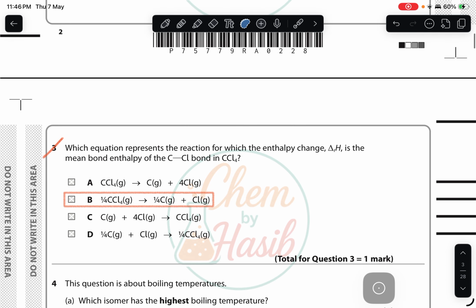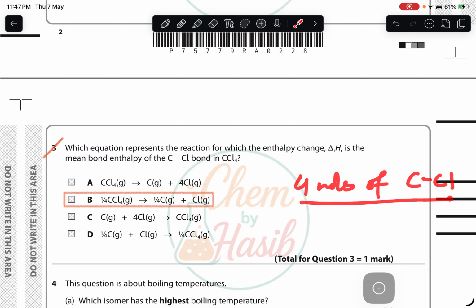It says, which equation represents the reaction for which the enthalpy change of reaction, del RH, is the mean bond enthalpy of the C-Cl bond in CCl4. Which del H represents the mean bond enthalpy of the C-Cl? It would be option B, because in option B, 4 moles of C-Cl bonds were broken.